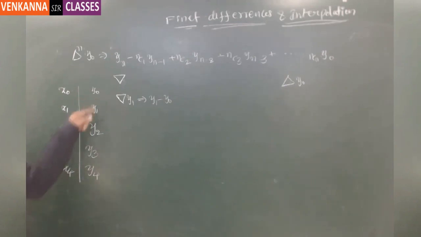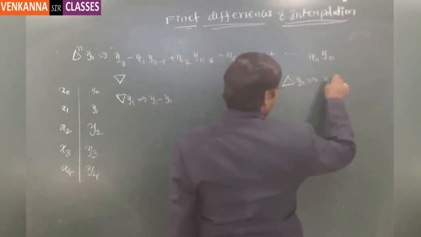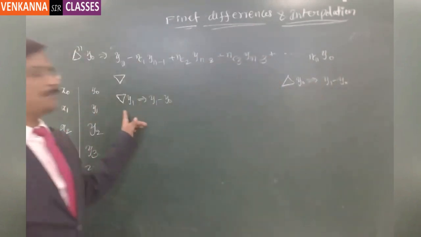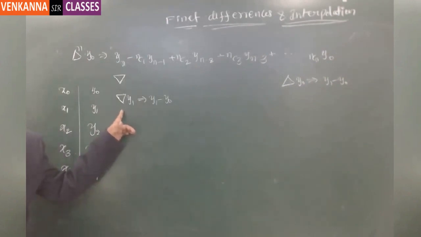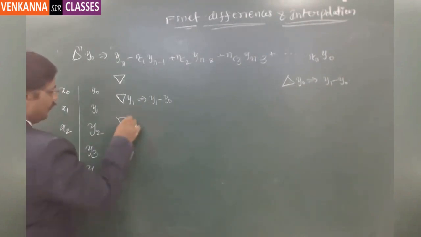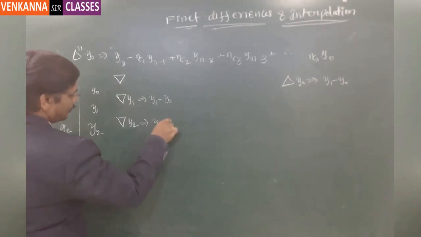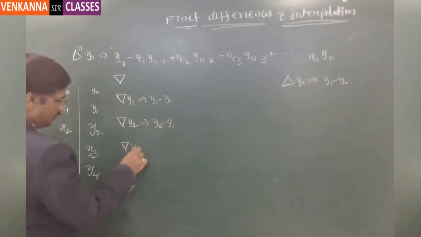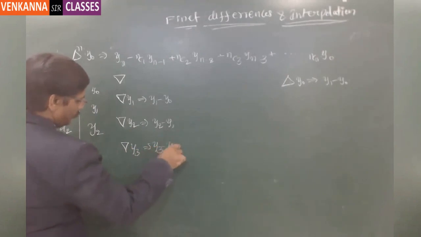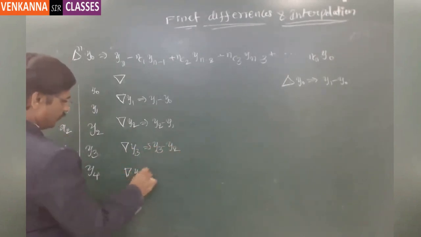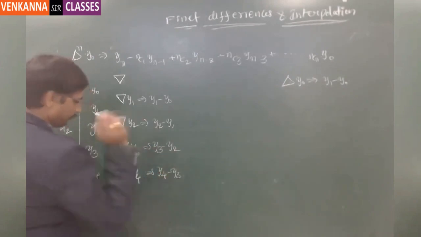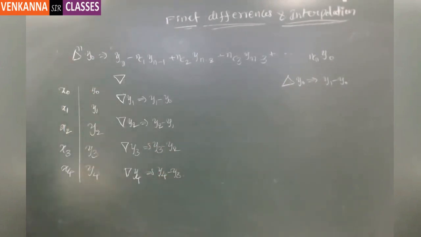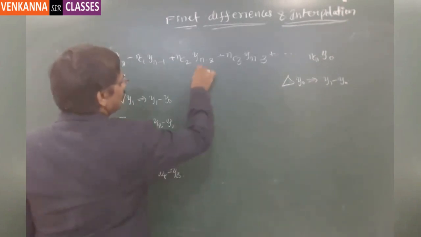So the difference between these two is del of y1. Earlier del of y0 is expressed as y1 minus y0. Here the same value is represented in a different format. So this is a backward difference operator. Now here del of y2 is going to be y2 minus y1, del of y3 equals y3 minus y2, and del of y4 equals y4 minus y3. So this is how you can express it in reverse format. Got it?